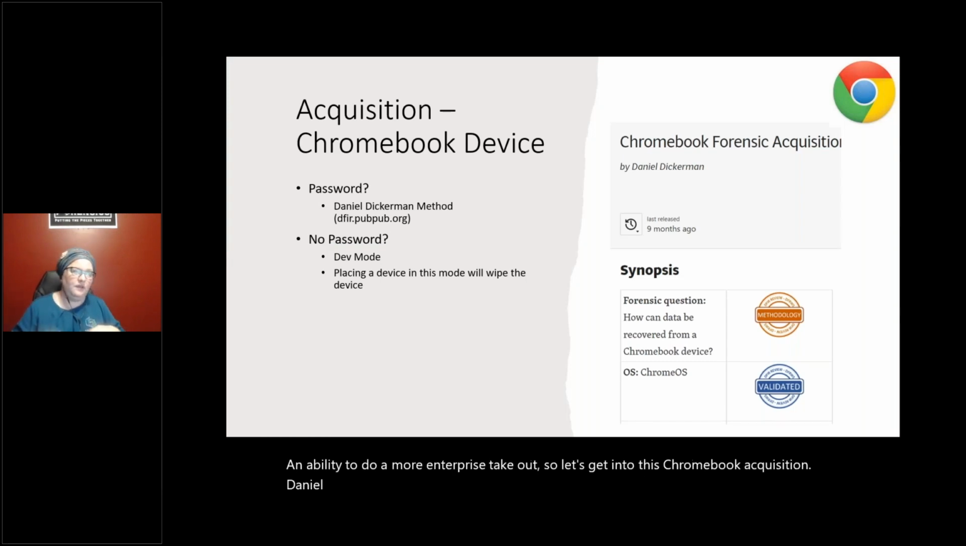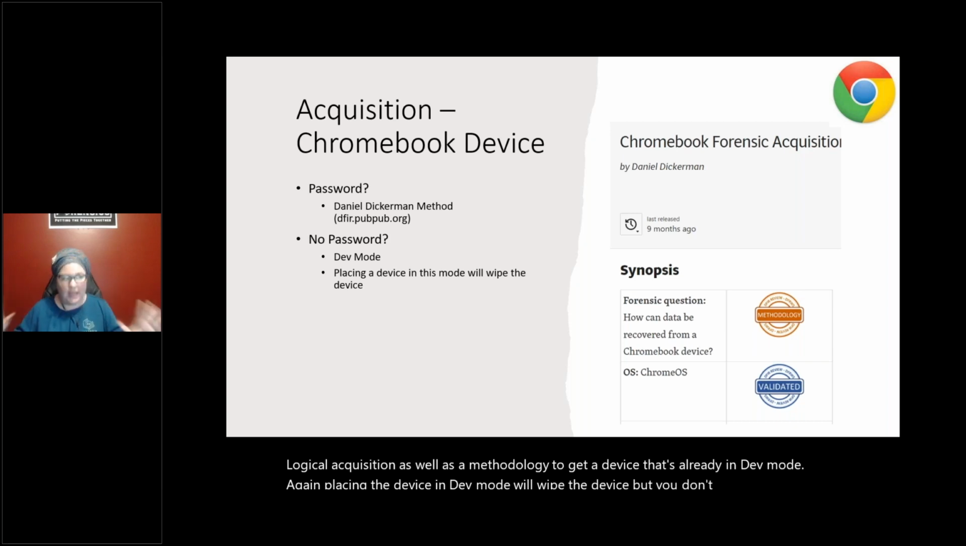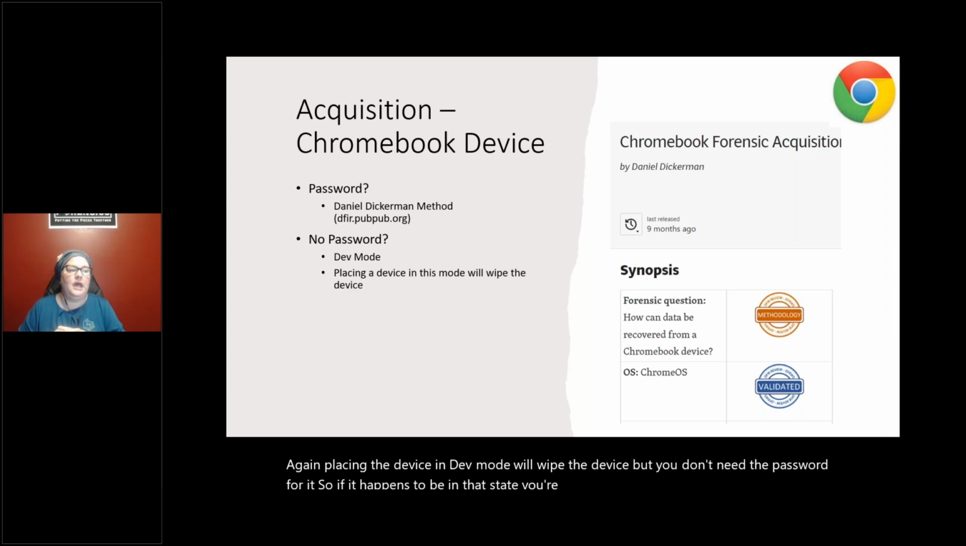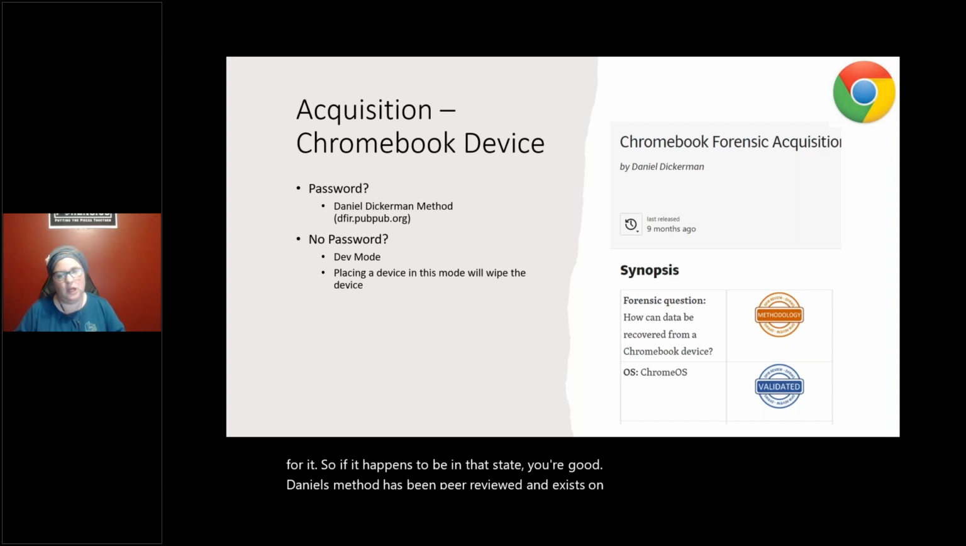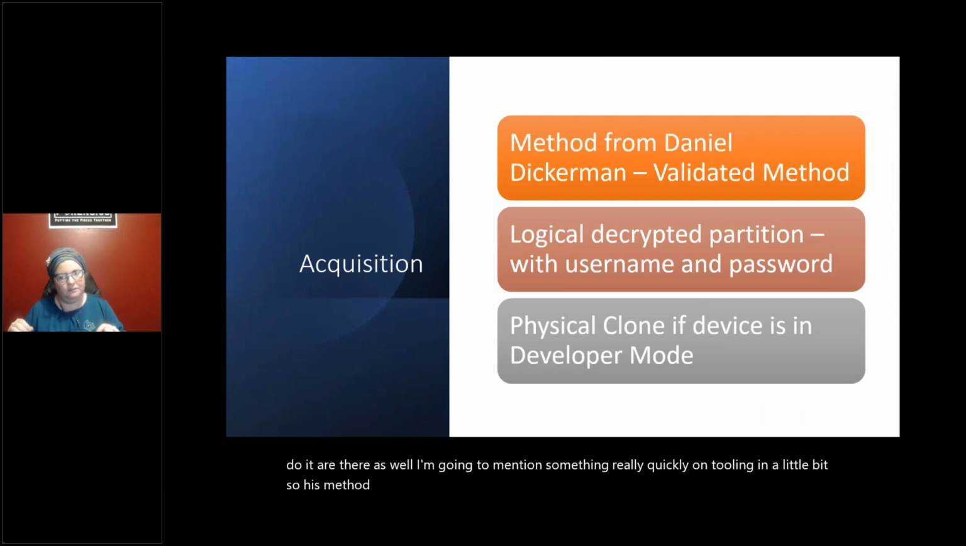Daniel Dickerman, who's a fantastic forensics examiner, wrote a methodology to get that decrypted logical acquisition, as well as a methodology to get a device that's already in dev mode. Again, placing a device in dev mode will wipe the device, but you don't need the password for it. So if it happens to be in that state, you're good. And Daniel's method has been peer-reviewed and exists on DFIR.pubpub.org. The tools and scripts to do it are there as well. I'm going to mention something really quickly on tooling in a little bit. So his method of acquisition is fantastic.